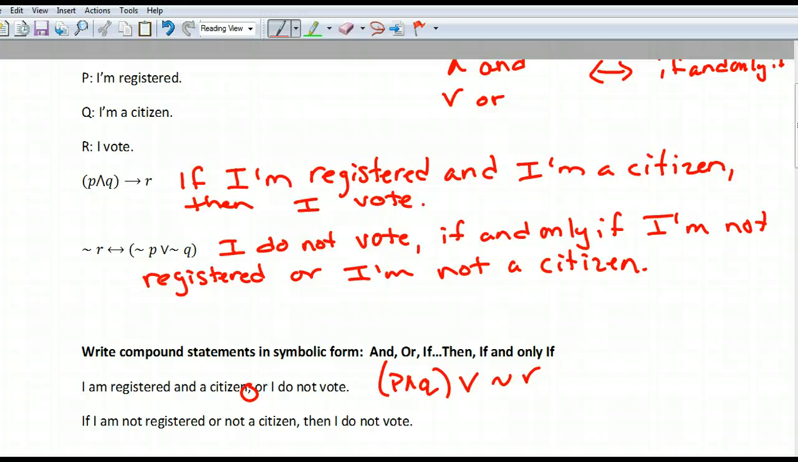Okay. If I am not registered or not a citizen, then I do not vote. Not P or not Q. Okay, so not P or not Q. And then we're going to put a parenthesis around that because we have this. And this is an if-then statement. So if, then, do not vote. Okay?